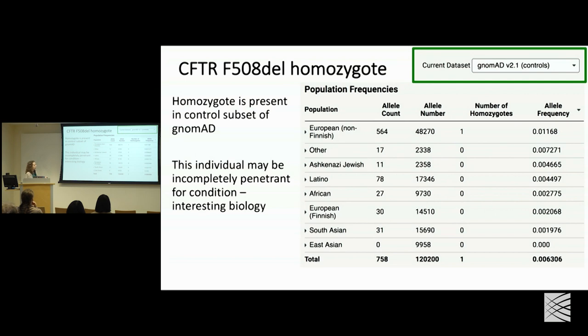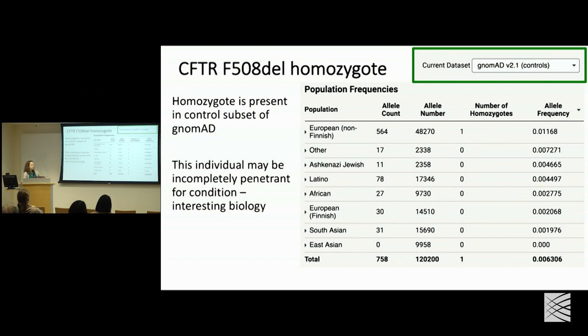So I looked in and saw that this person is actually in the control subset data set. So they seem to be a control in whatever study they're participating in. So that's interesting. And it's possible that this individual may not be penetrant for the condition. And that's a way that we can find people who have potentially really interesting biology that we might be interested in and doing like modifier studies or other studies to figure out why they're not penetrant.